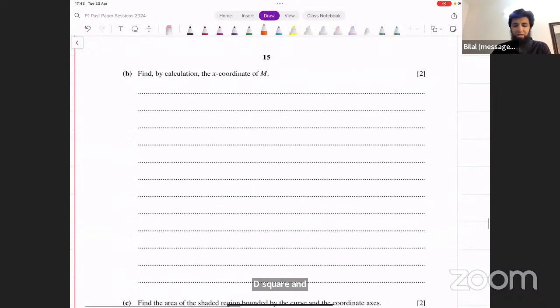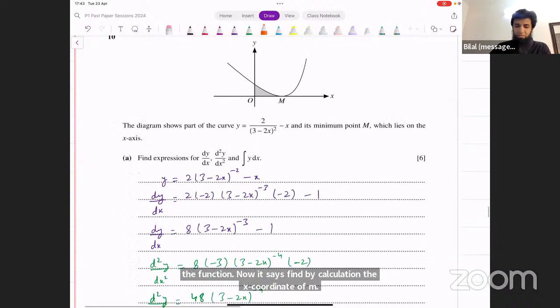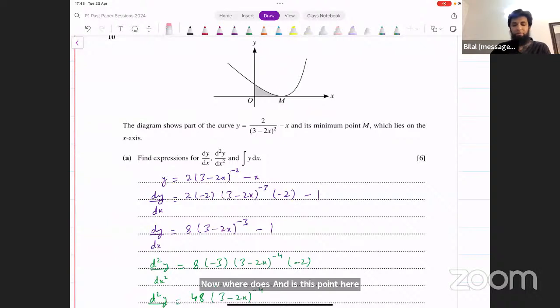Now it says find by calculation the x coordinate of m. Now what is m? M is this point here. That's the turning point of this function. How do you find the turning point of this function? You can put the derivative equal to 0.